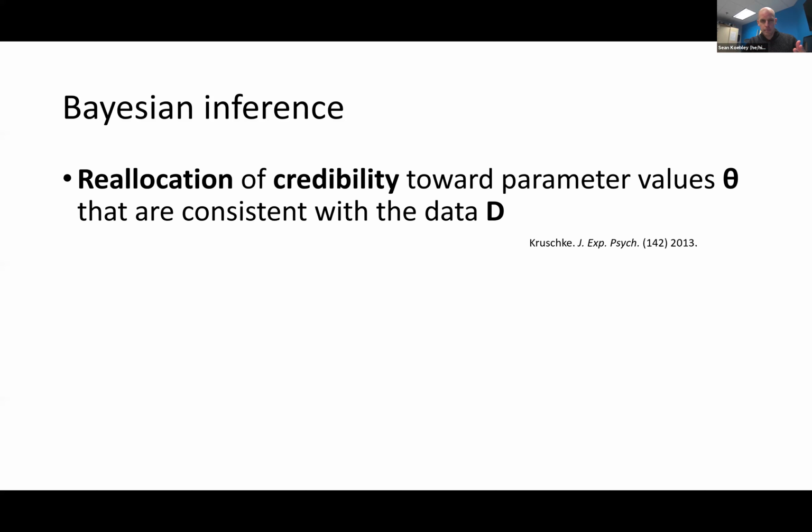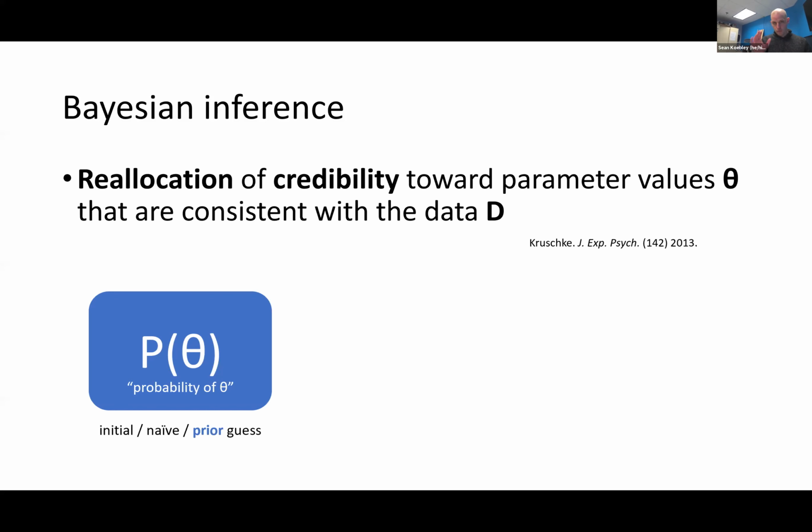So Bayesian inference, as simply as I can state it, is the reallocation of credibility towards parameter values theta that are consistent with the data D. Okay, so that may seem like a mouthful. We're going to break this down. When we say a reallocation of credibility, you're starting with your prior knowledge. And what's great about Bayesian statistics is you can be extremely explicit with how you define your prior knowledge, what exactly you expect your parameters to be.